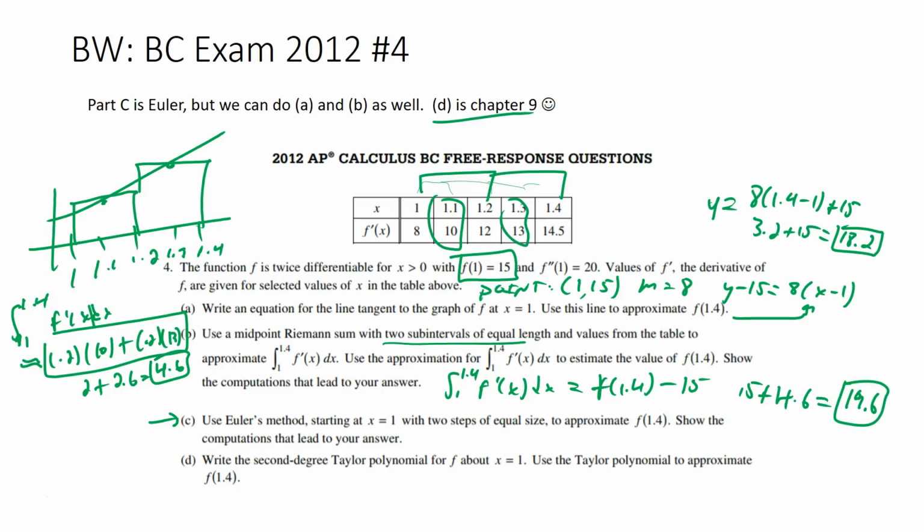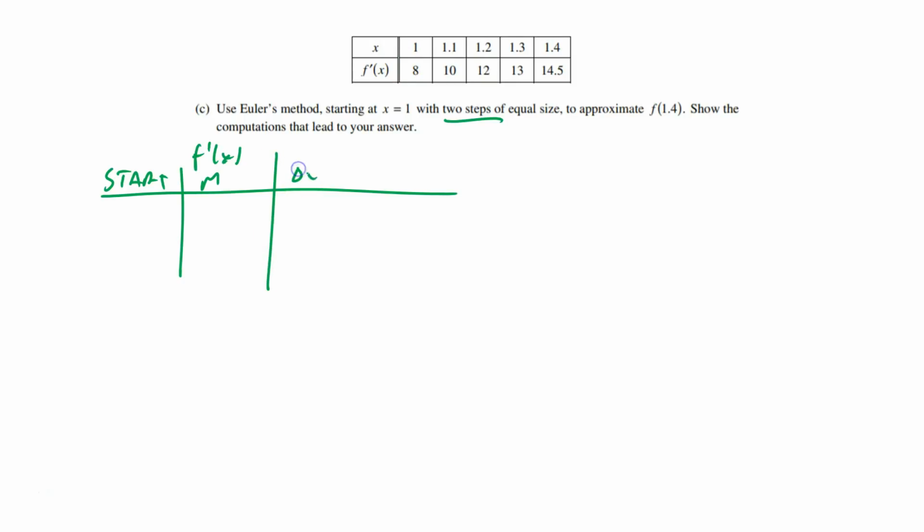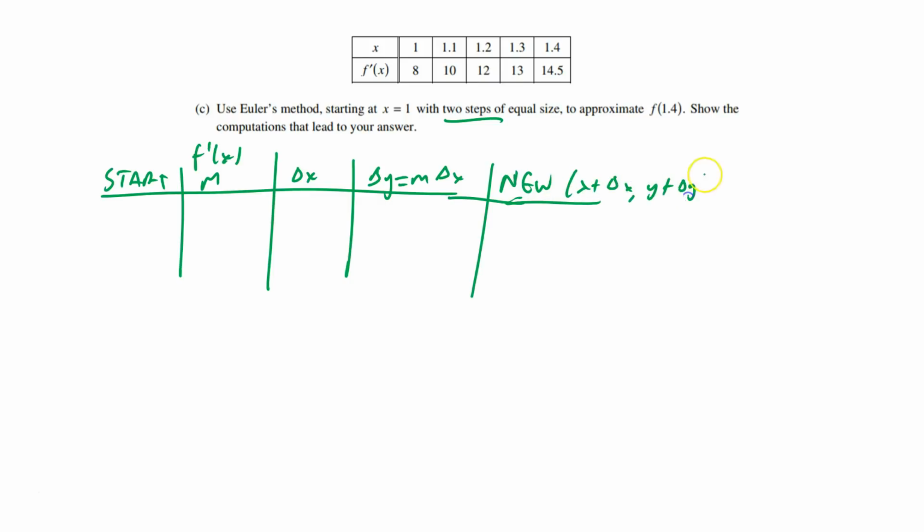All right, so now let's do Euler's method. So I have this on a new screen. We've got Euler's method with 2 steps of equal size, and we are starting at x equals 1 to approximate f of 1.4. So let's make our little chart here. We have our starting point, we have our slope, which in this case is going to be f prime of x. We're just going to get it from the table. That's really easy. And then we have delta x, and we have our delta y, which is m times delta x. And then we have our new point, which we're going to get by doing x plus delta x, and then y plus delta y.